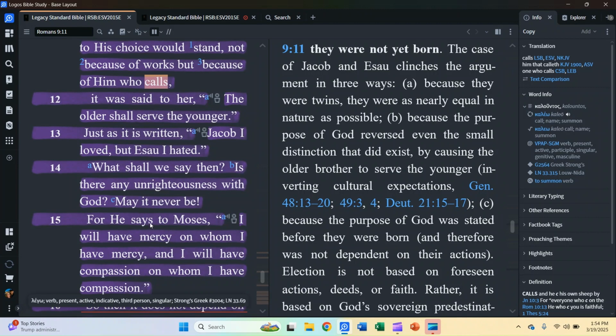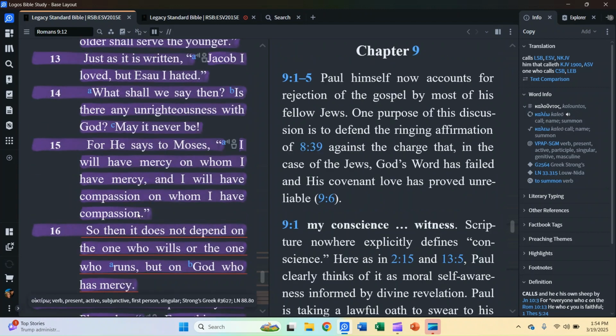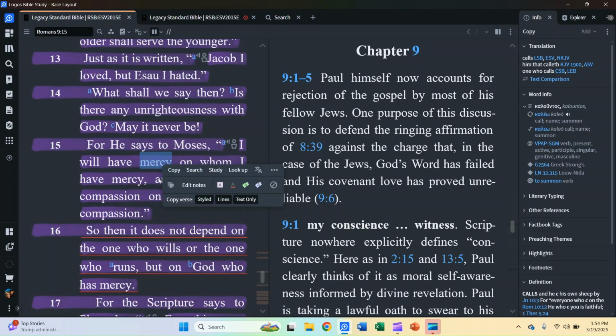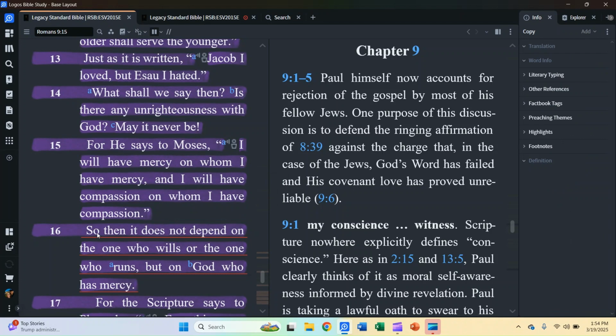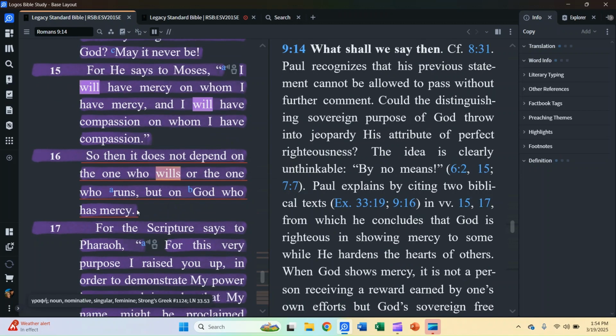May it never be. For he says to Moses, I will have mercy on whom I have mercy, and I will have compassion on whom I have compassion. So the context is he's talking about mercy or salvation. So then, it, this is the key. What is the it? He's talking about mercy. So then, mercy does not depend on the one who wills or the one who runs, but on God who has mercy.